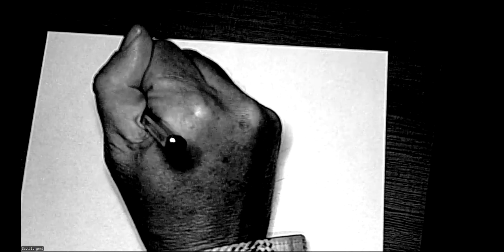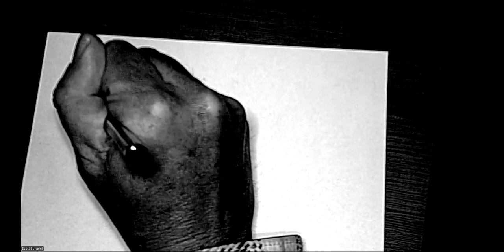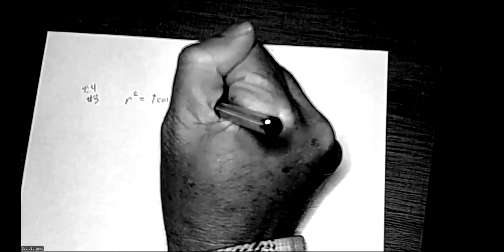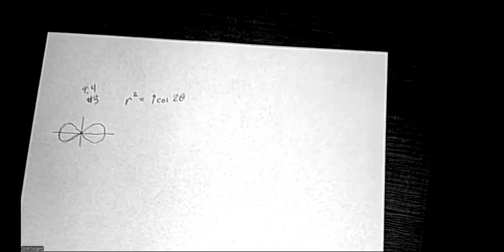Find the area enclosed by one loop of the lemniscate. What do we got going on here? 9.4 number 3. The function is r squared equals 9 cos 2 theta, and if you plot it, you actually get what looks like an infinity symbol. It's called a lemniscate.